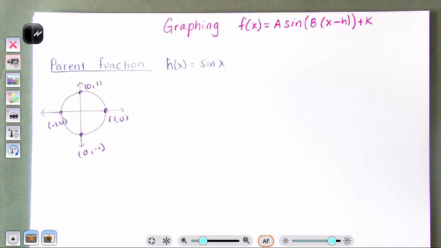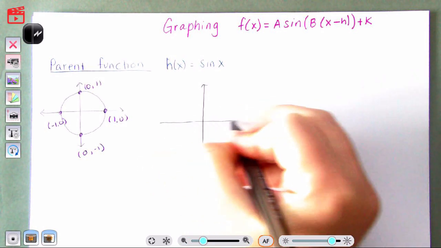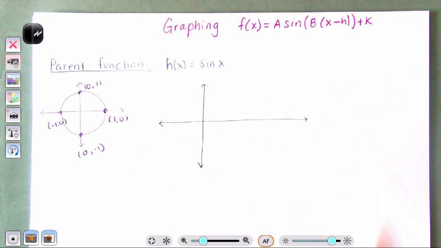Okay, let's draw our x and y axis. Again, I am not a computer, so this is a rough sketch. If you want perfection, definitely go on desmos.com. I highly recommend Desmos. Type this in and it's going to give you the perfect sine wave.